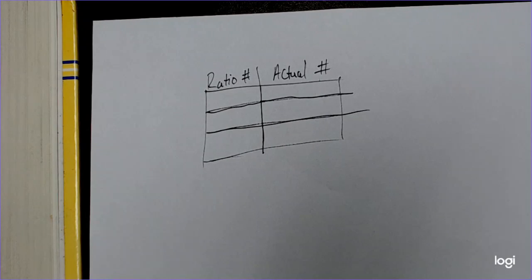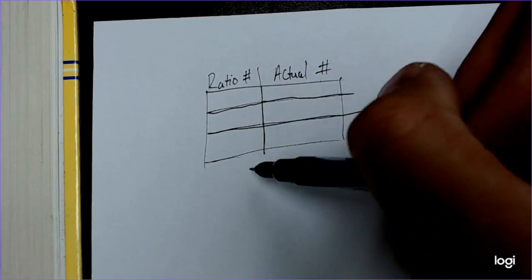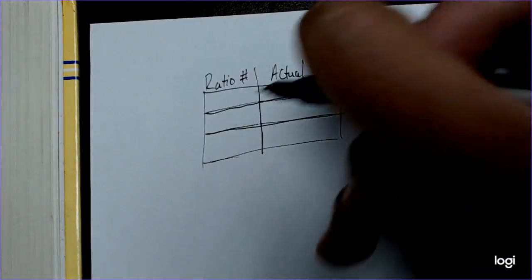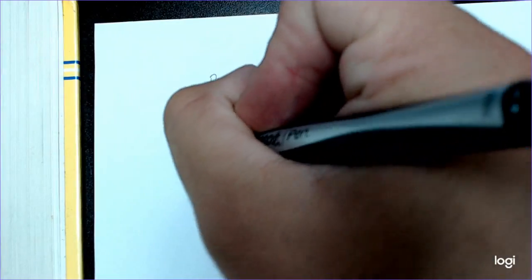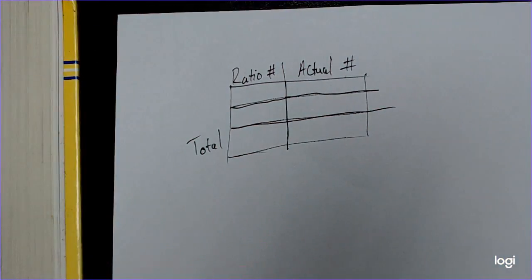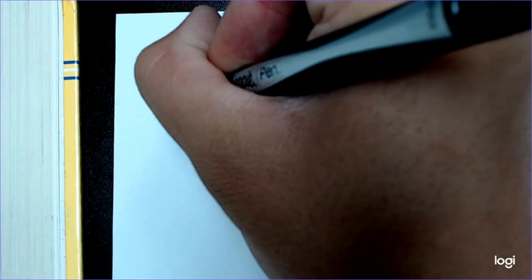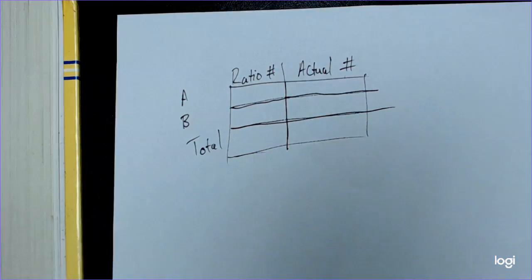All right, depending on what the problem is, we'll be able to fill in the words or the values in this chart. Oh, wait, sorry, I forgot one thing. This bottom row will always be total, right? And then we'll have part A and then part B, right? So let's do an example problem.